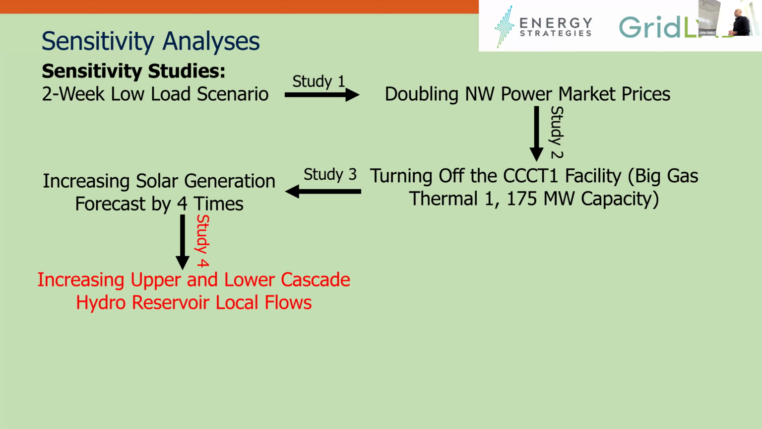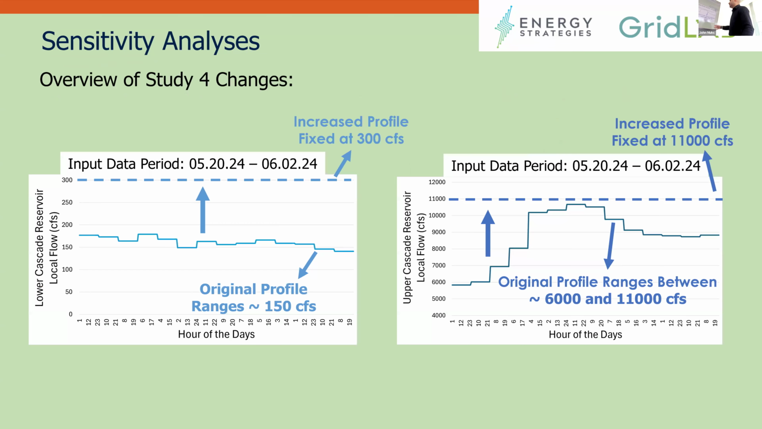So let's go to study 4. For study 4, we increase the upper and lower cascade hydro reservoir local flows. As I mentioned, the intermediate reservoir doesn't have any generator, so changing its flow doesn't have any impact on the results. And this is how the input profiles change.